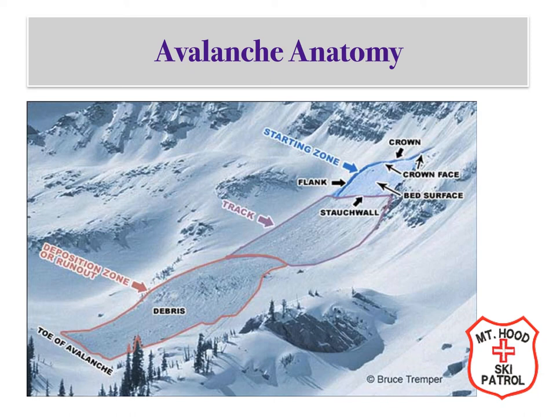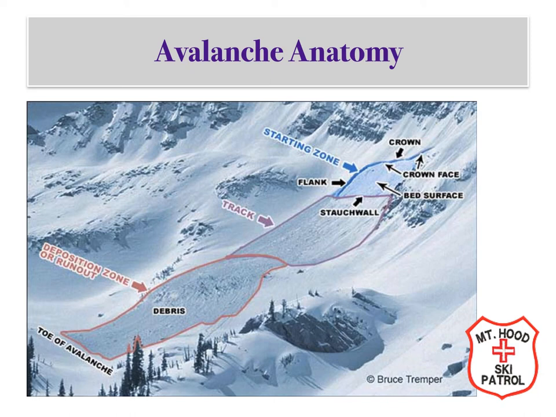The path the avalanche follows is the track. The surface remaining after the slab has moved downhill is called the bed or bed surface. So this would be the bed surface right in through here. Here's the track, the slide path of the avalanche. Here's the bed surface. The area where the slab avalanche accumulates at the bottom of the track is the deposition zone or runout. The toe of the avalanche is the farthest point of travel of the avalanche debris.